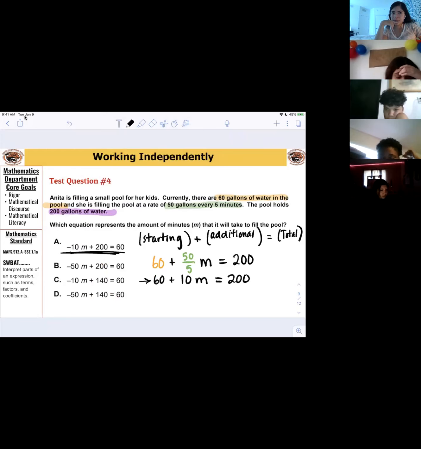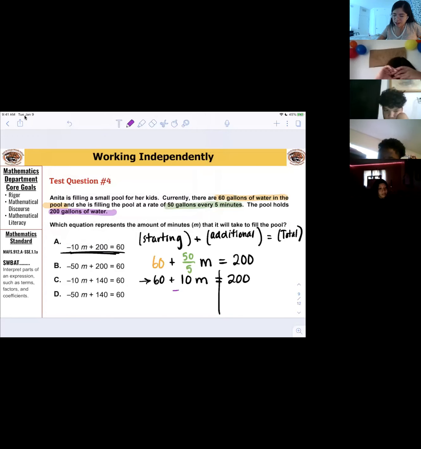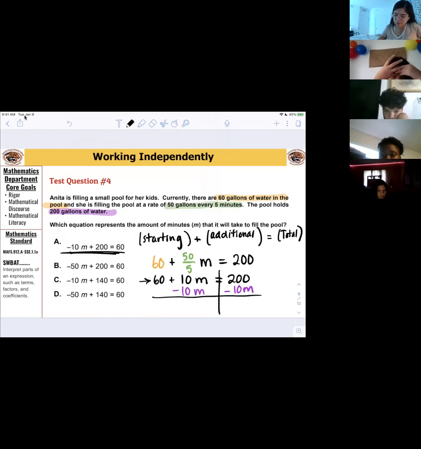Exactly. You're completely right. They kind of switched things around. So they moved the 10m over to the other side, which means they had to subtract 10m on both sides. And they flipped everything around. So this became 60 equals negative 10m plus 200. That's why it's negative, because they moved it to the other side of the equal sign. And when they did that, they had to flip it and it became a negative.